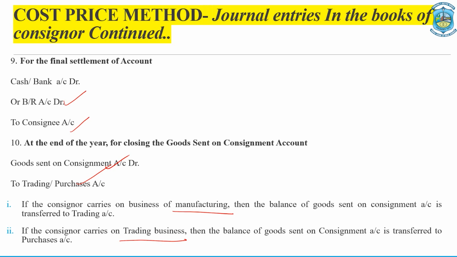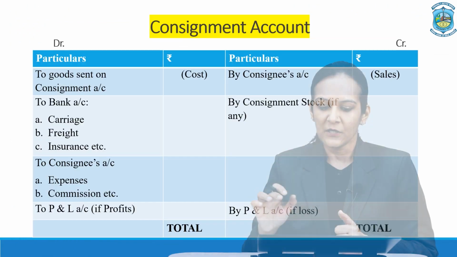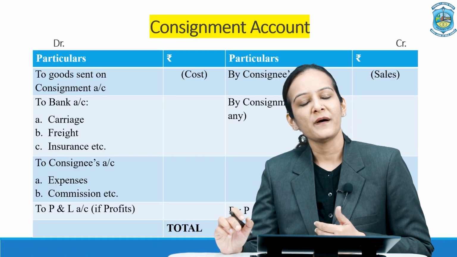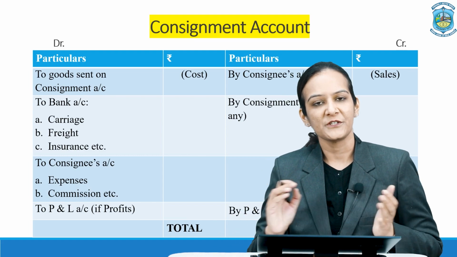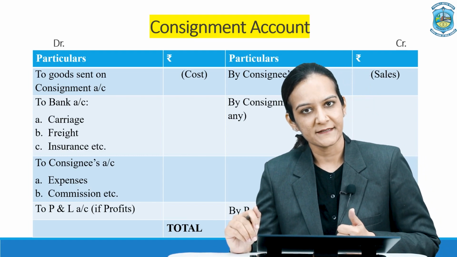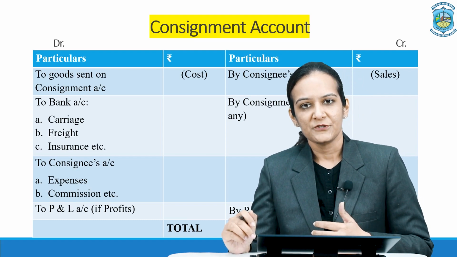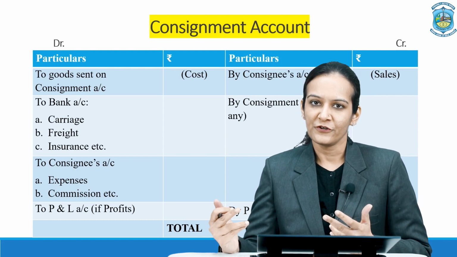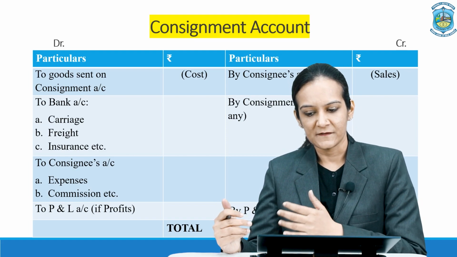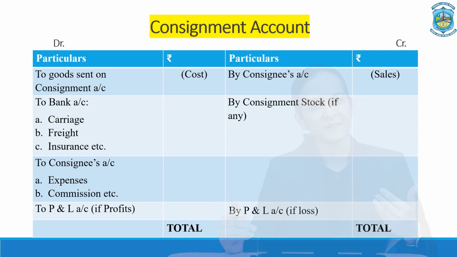So these are the different journal entries to be passed to record the transactions in the books of the consignor. Now let us understand the format of the consignment account. Once the journal entries are made, we are supposed to prepare the consignment account. We have already understood that the consignment account is a nominal account, that is, it records all the expenses and incomes. Now let us understand what items are at the debit side of the consignment account and what items come at the credit side.